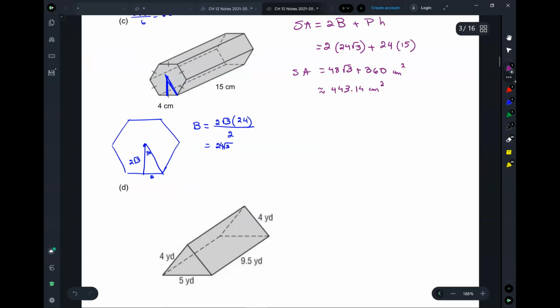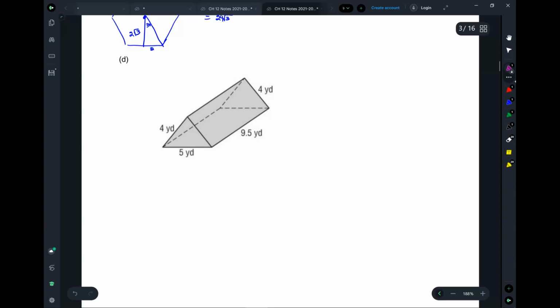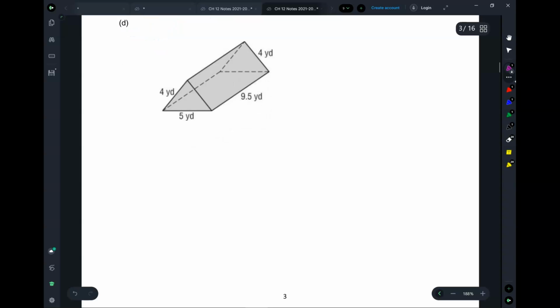Okay. I'm going to give you guys like 2 minutes to do this one on your own. Same situation. This is the base. Okay. You're going to find the apothem. So go ahead and do that.